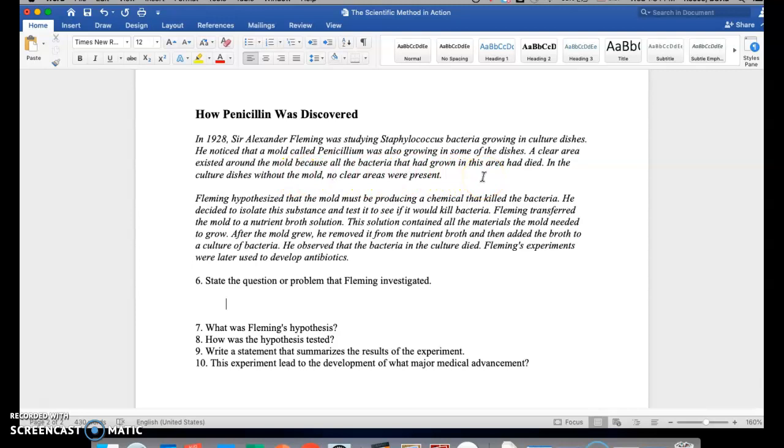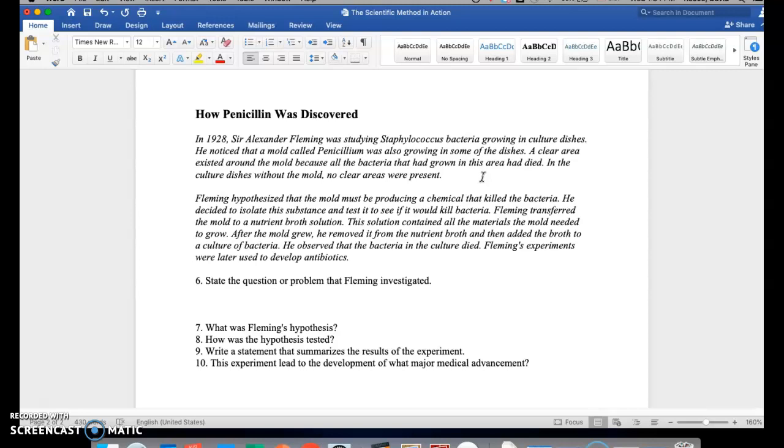Fleming hypothesized that the mold must be producing a chemical that killed the bacteria. He decided to isolate this substance and test it to see if it would kill bacteria. Fleming transferred the mold to a nutrient broth. This solution contained all the materials the mold needed to grow. After the mold grew, he removed it from the nutrient broth, then added the broth to the culture of bacteria. He discovered that the bacteria in the culture died. Fleming's experiments were later used to develop antibiotics.